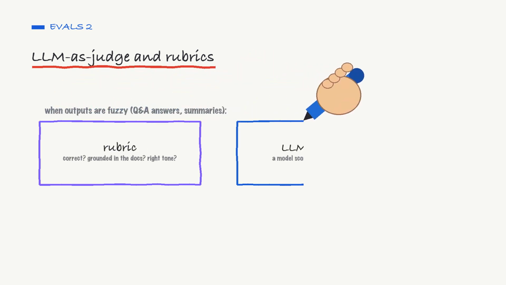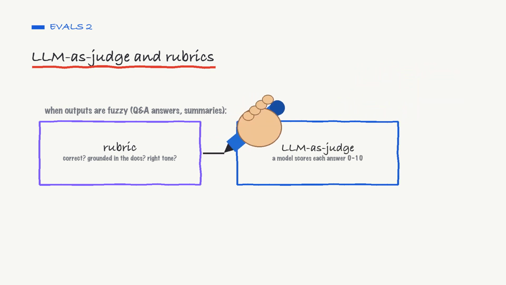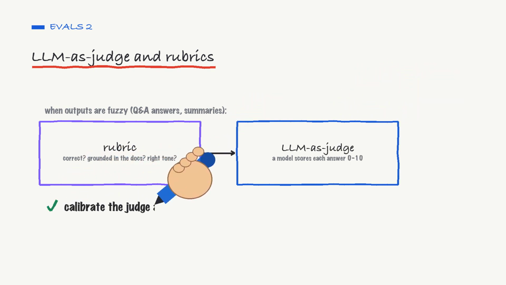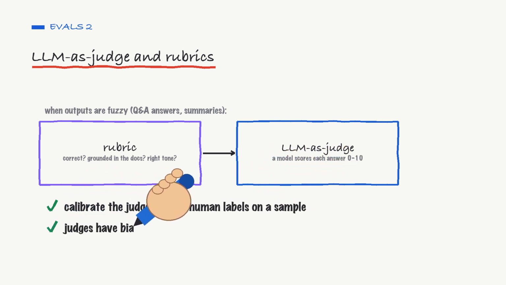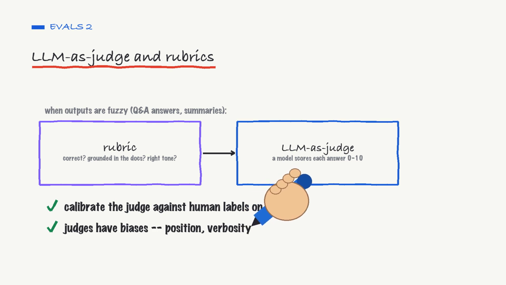And you can let a strong model be the judge, scoring each answer against that rubric. Two disciplines make this trustworthy. Calibrate the judge against human labels on a sample, and remember judges have biases, position bias, a soft spot for long answers, so run swap tests to catch them.